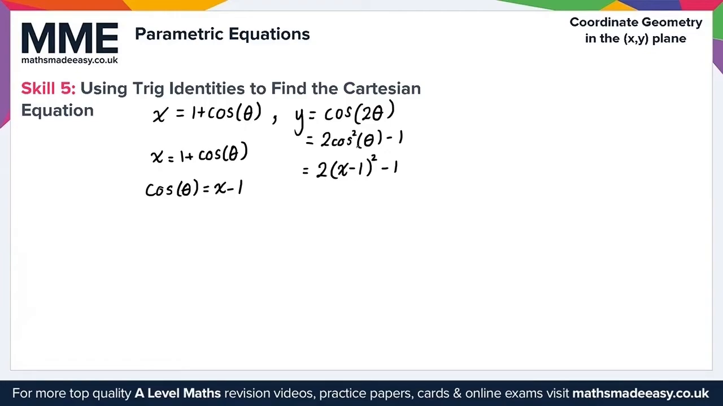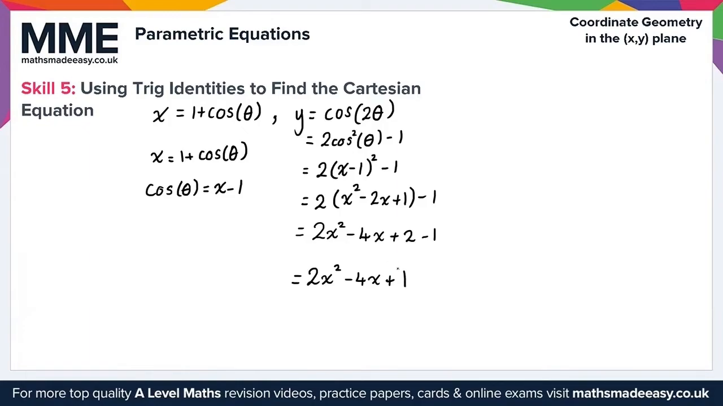And here we can expand these double brackets, so we get 2 lots of x squared minus 2x plus 1. Don't forget our minus 1 here that we originally had. Now if we expand this bracket by 2, we get 2x squared minus 4x plus 2 minus 1. And if we simplify here, we get 2x squared minus 4x plus 1. Okay, so that gives us everything we need there for skill 5 on using trig identities to find the Cartesian equation.